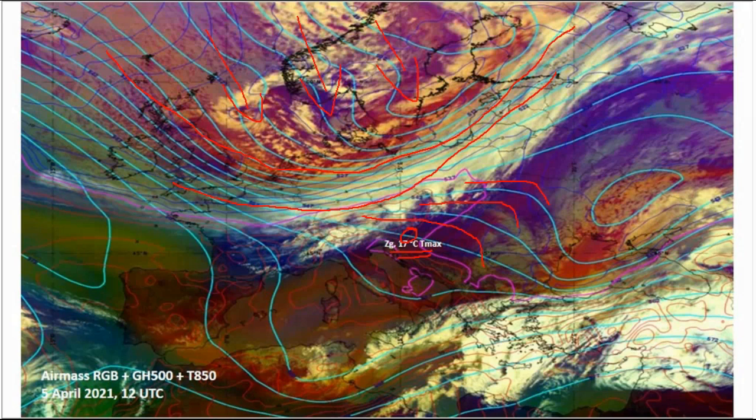But this ridge will very soon be pushed away to the southeast and east by this very big, very strong front, which is a part of this very big cyclone in the north over Scandinavia.